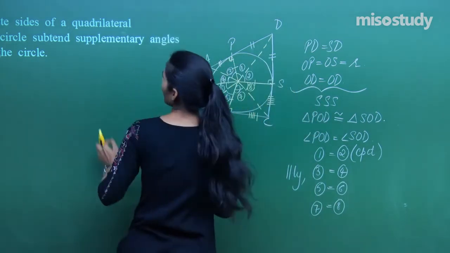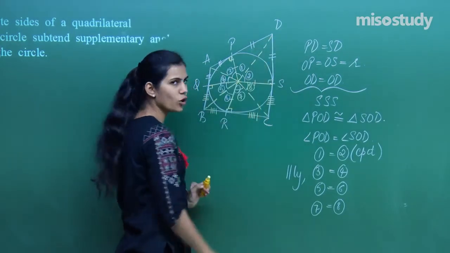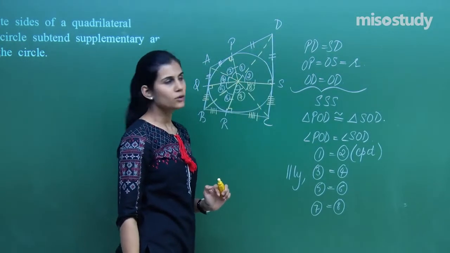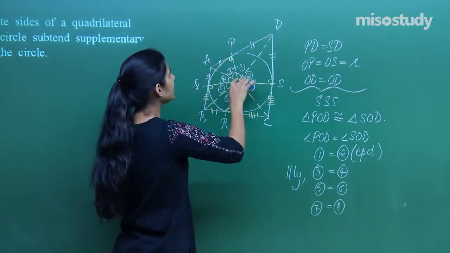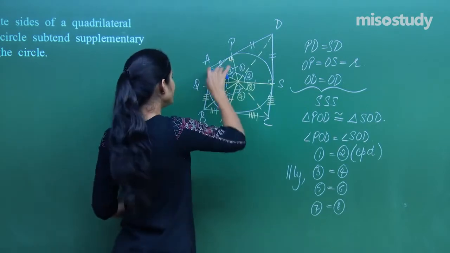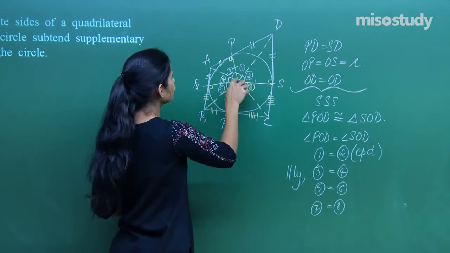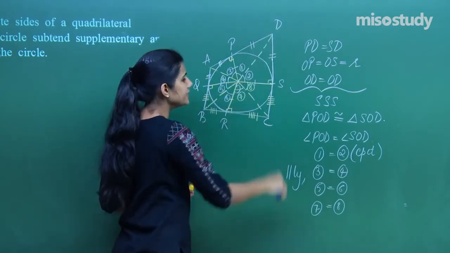I have to show that the opposite sides subtend equal angles at the center. AD and BC are opposite sides. They are subtending equal angles. I have to show, means I have to show angle AOD is same as angle BOC. Similarly, AB and CD are opposite sides. They should subtend equal angles at the center, means I have to show angle AOB is equal to angle DOC.